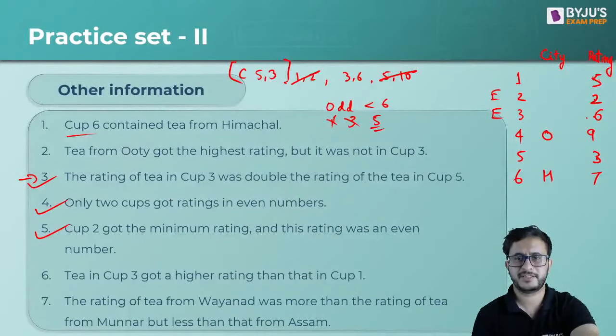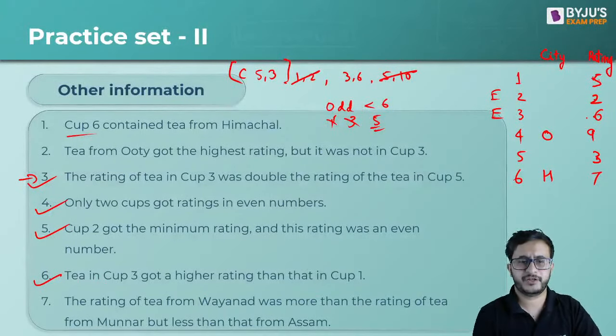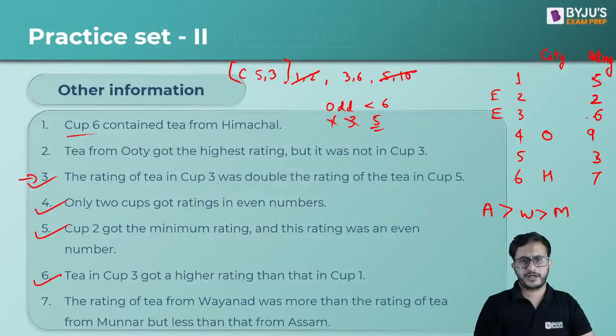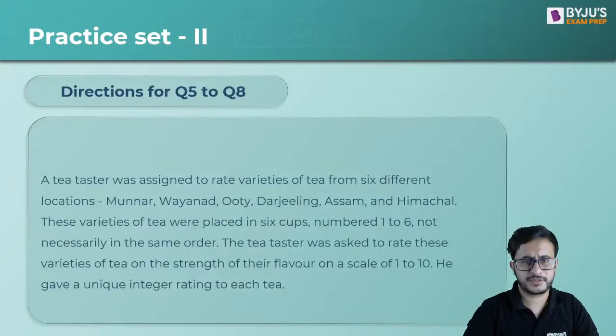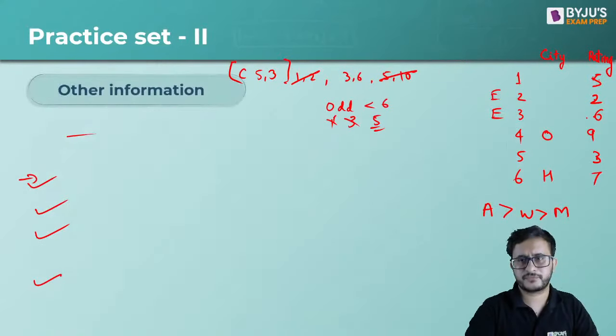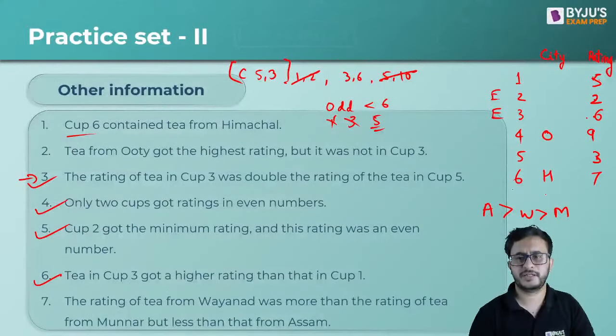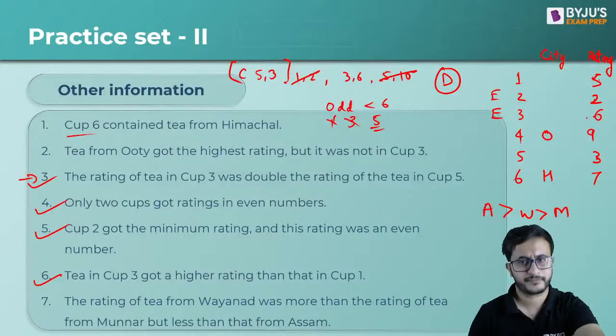Now we have to find these cities. Can we find these cities? So this thing is done. The rating of tea from Wayanad was more than the rating of tea from Munnar, but less than the rating from Assam. So we have A, W, M. Achha, one more city is remaining. Let me just see the names. Darjeeling. Okay, so Darjeeling is one of these, and A, W, M. So these are the possibilities that we will get.